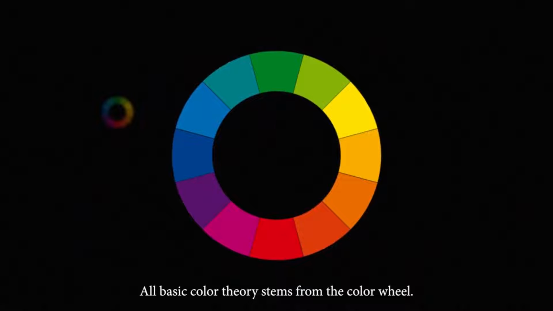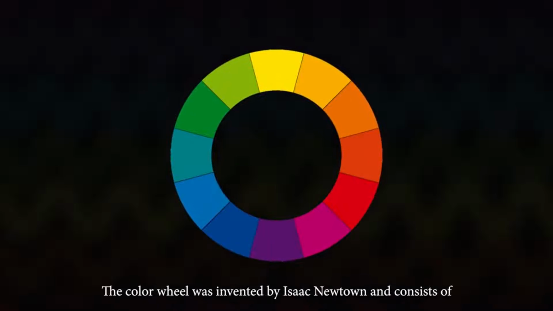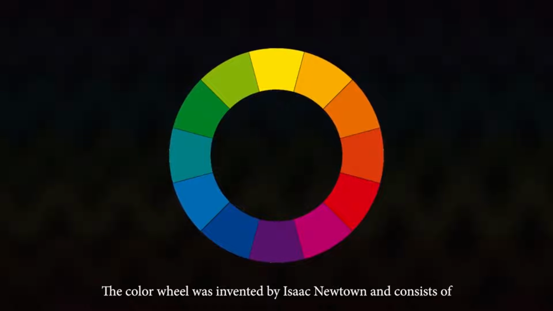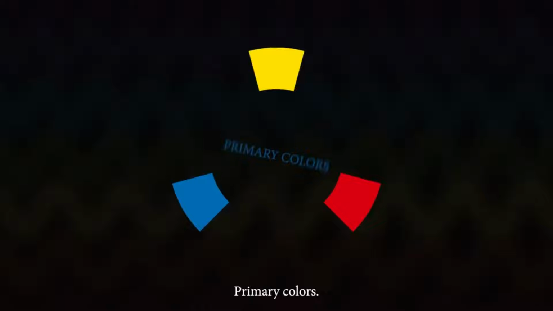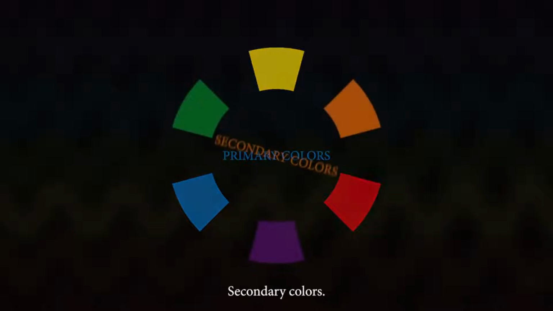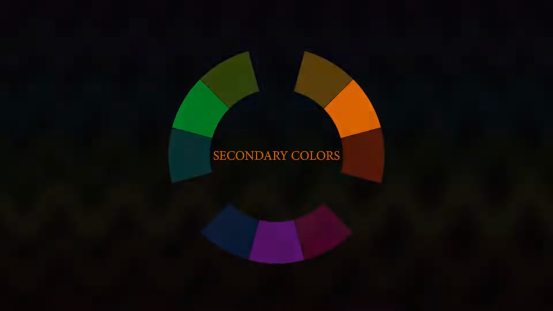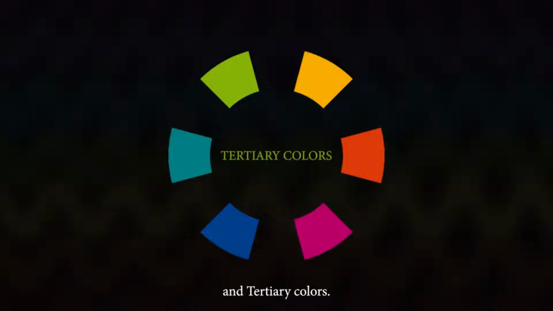All basic color theory stems from the color wheel. The color wheel was invented by Isaac Newton and consists of primary colors, secondary colors, and tertiary colors.